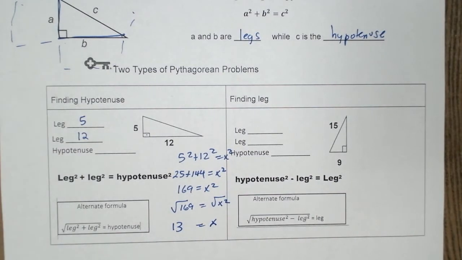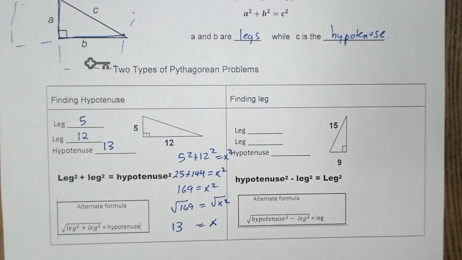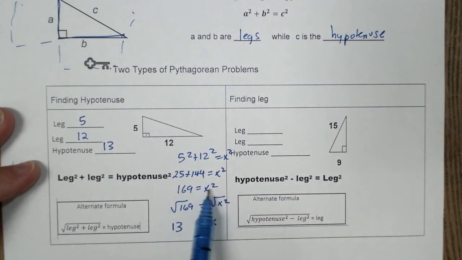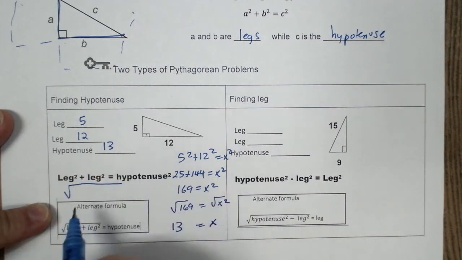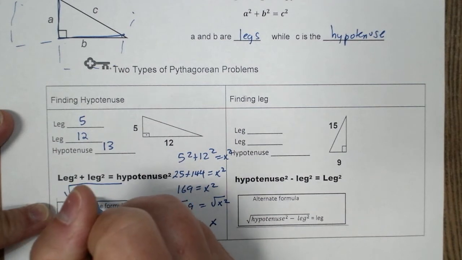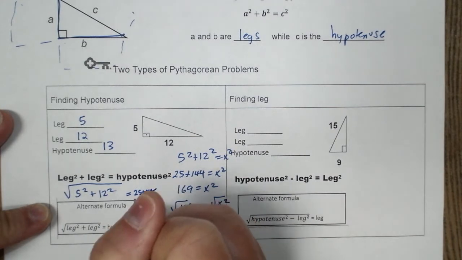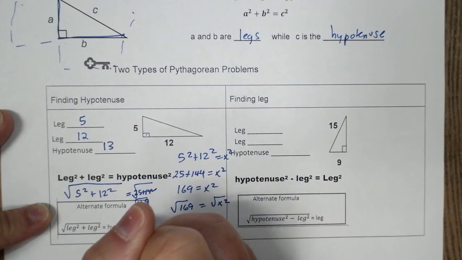If you start noticing it, this 5, 12, 13 triangle shows up a lot. It's a triple. One of the steps that people forget most is when they get down here, they forget to do the square root. So I actually do an alternate formula, and I take the square root at the very beginning. I get 5 squared plus 12 squared, which is 25 plus 144, which is the square root of 169, and I still get 13.